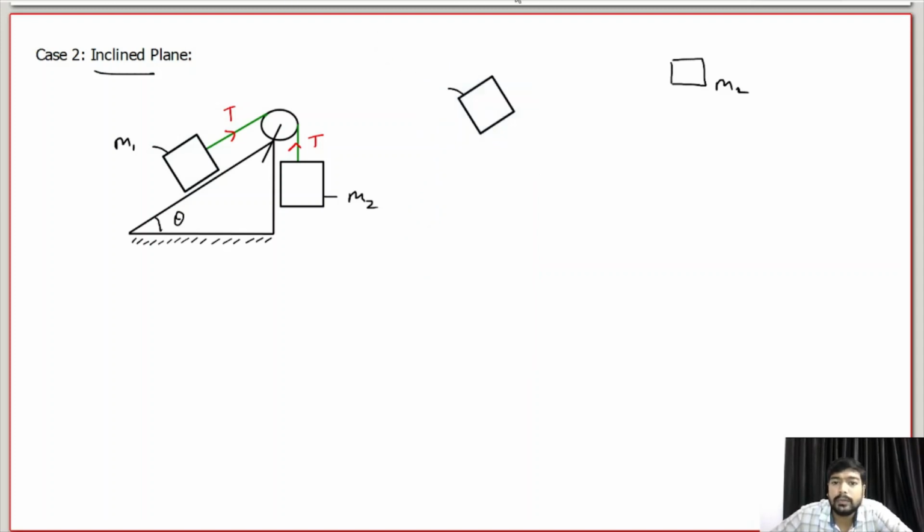Okay, so here we can see the tension is this T, and it's having the weight downward, right? This angle will be theta. So this component of the weight m1g will be m1g sine theta, right?